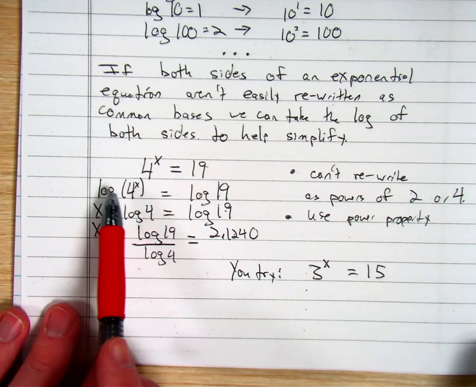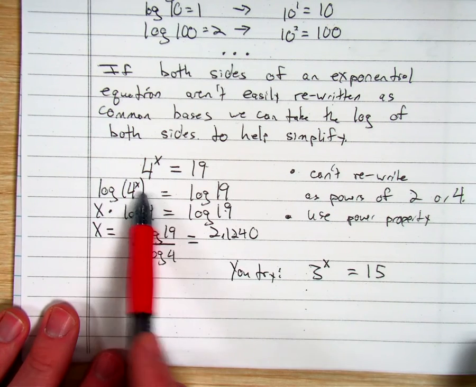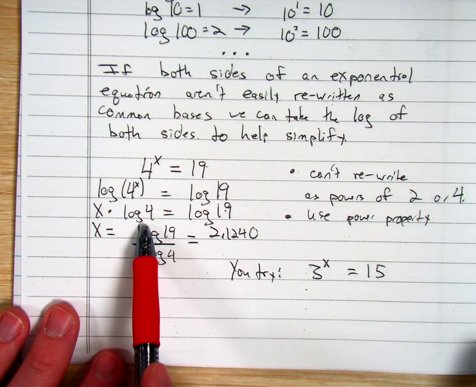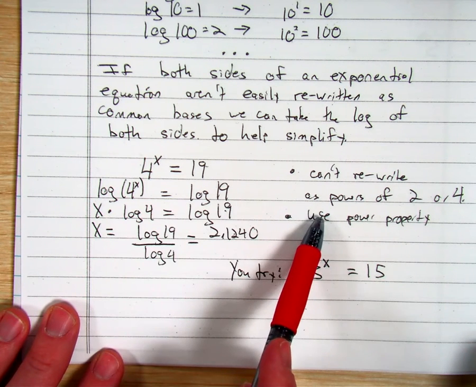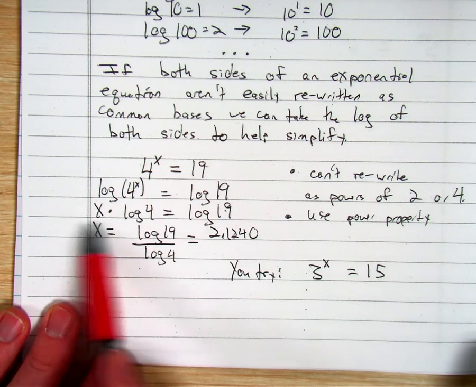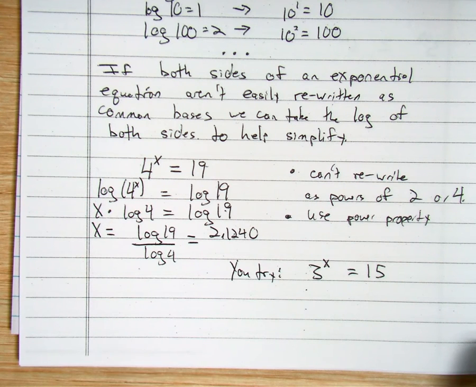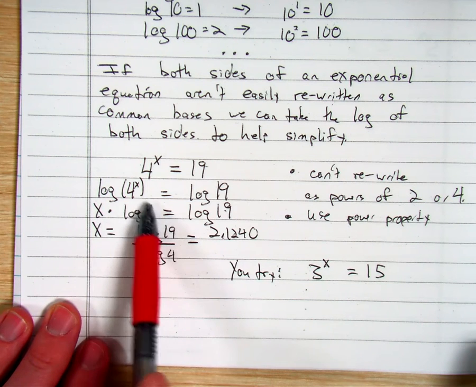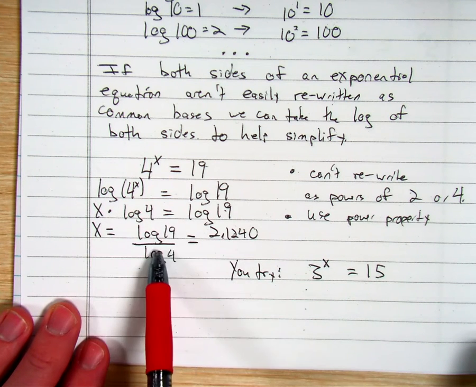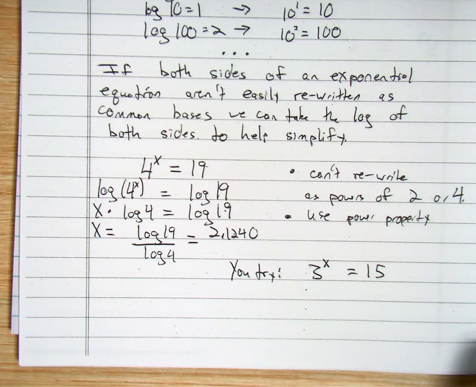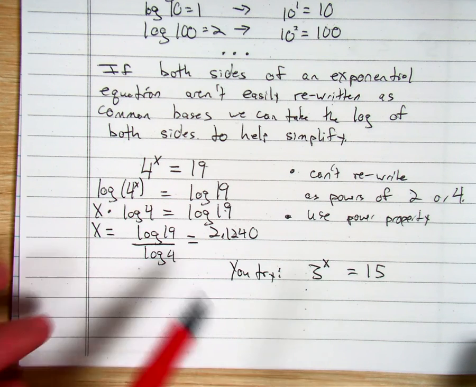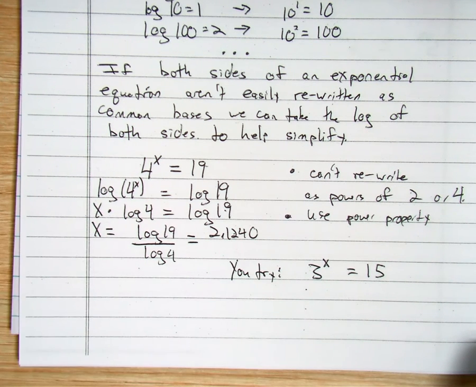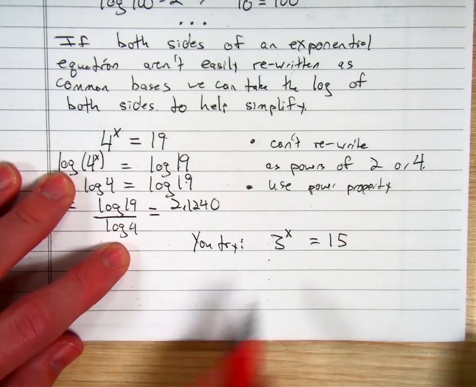So we're going to take the log of both sides, log of 4 to the x and log of 19. And then we can use our log power property to bring that power down in front. X times log of 4 equals log of 19. It's x times log of 4, so to get rid of this times log of 4, we're going to divide by log of 4. And then we'll have log of 19 divided by log of 4, and it's going to be 2.1240. You try with this type of problem. Go ahead and hit pause, and you guys can try that type of problem.